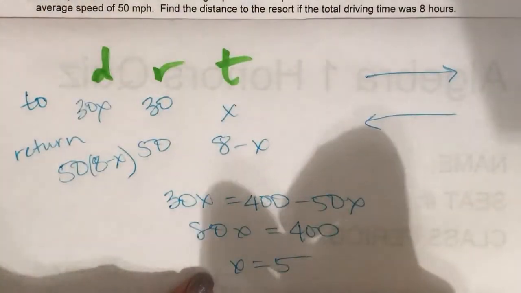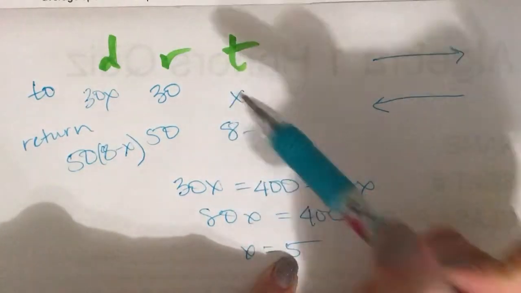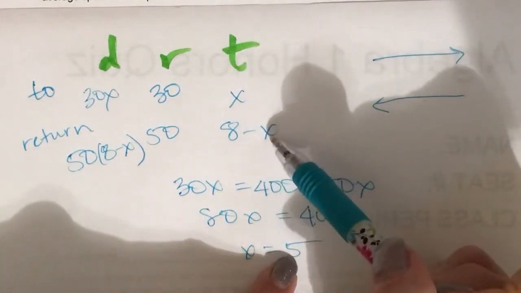And this is giving us the number of hours it took to drive to the resort. So this means it took 5 hours to drive there and 3 hours to drive back.